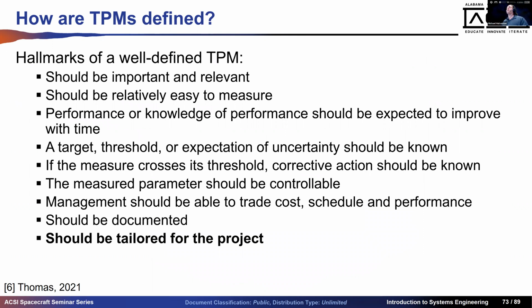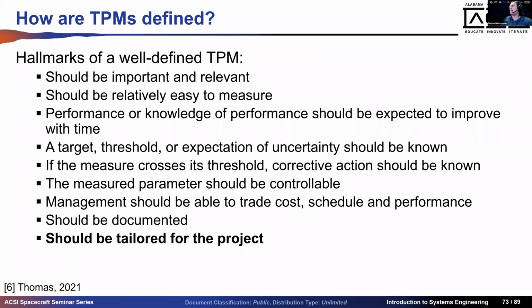So this is a very important checklist. Whenever you're figuring out, is it a TPM, you should ask, is it relevant for what I'm doing? And can I measure it? Okay, do I know the value, and am I expected to know the value better in the future? Do I have a target for the value, or something that I'm either trying to exceed or not trying to exceed? Okay, if I do exceed or don't exceed that value, what is the corrective action that I'm going to take to fix that problem?